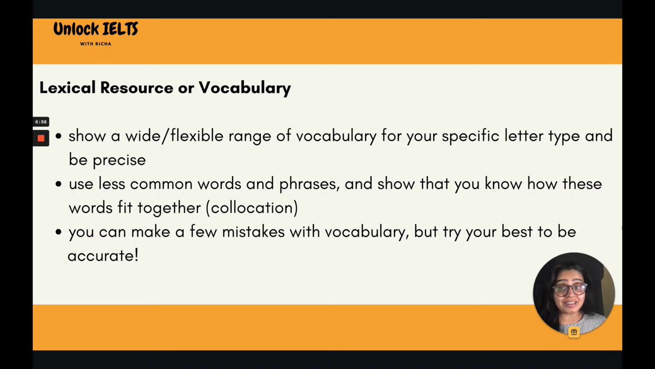Our next parameter is lexical resource or vocabulary. For a high band letter, you need to show that you have a wide or flexible range of vocabulary on any type of letter. That means you are capable of using less common words and phrases, and you are able to show that you know how these words fit together. Well, in case of a 7-band letter, you can make a few mistakes with vocabulary, but try your best to be accurate while using the words.